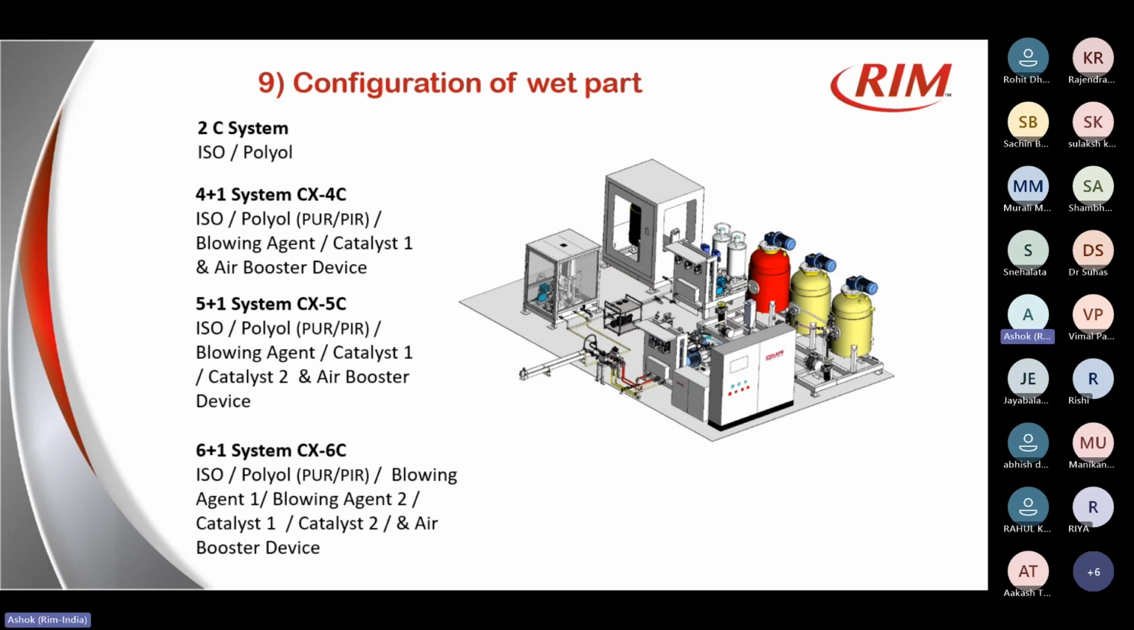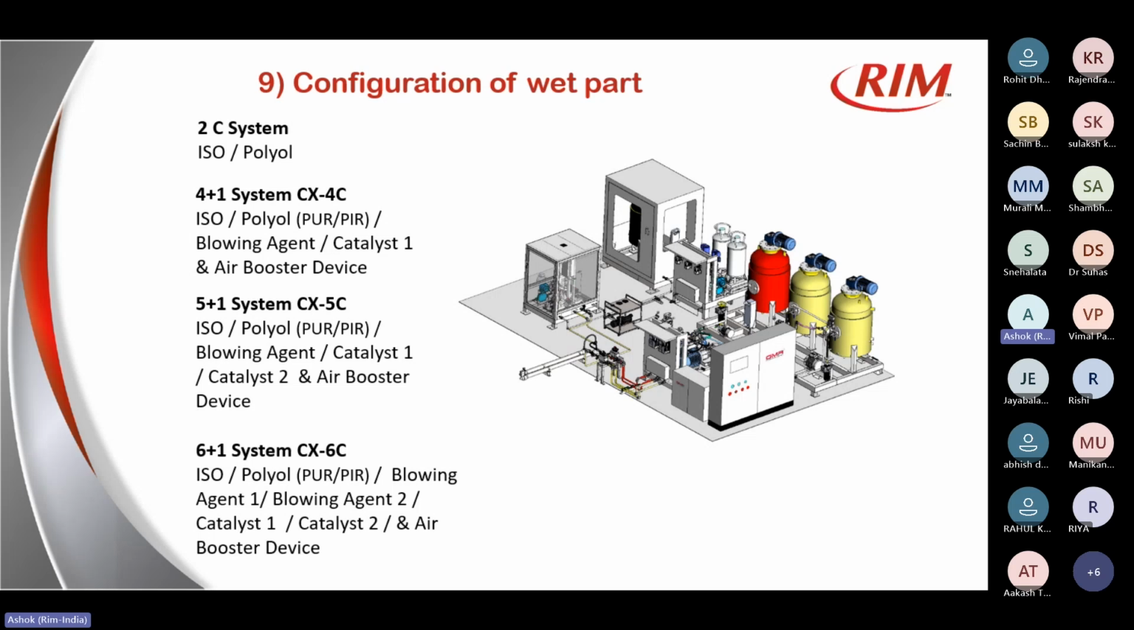Then the next type is the 4+1 system with 4 component pre-mixing. In the 4+1 system: iso, polyol, blowing agent, catalyst 1, and the air nucleation system.